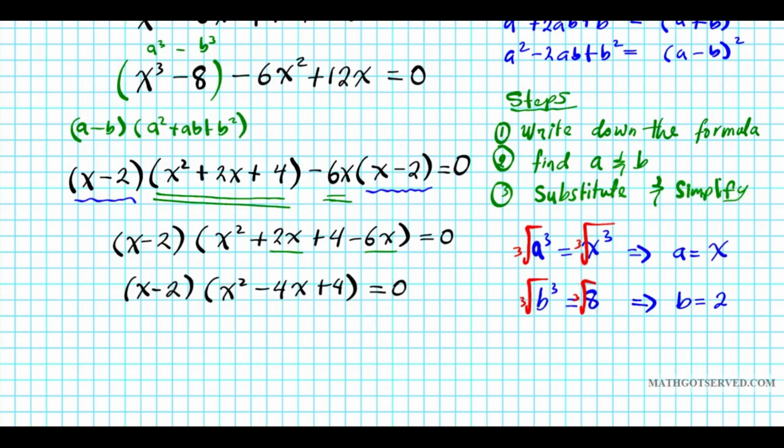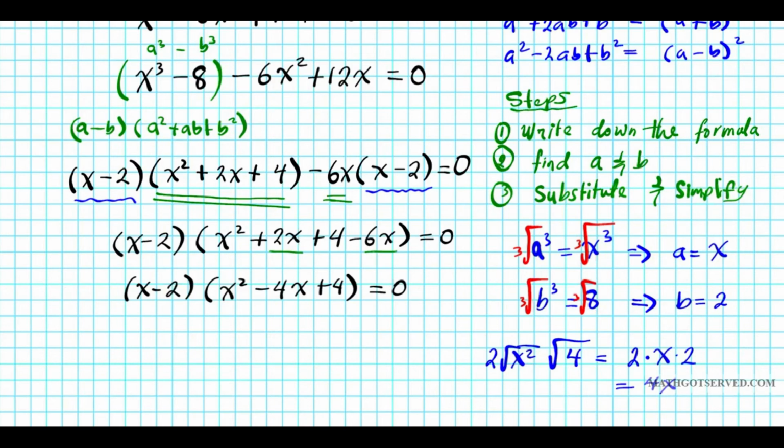How do you determine that? Well, if you double the square root of the first term, x squared, and the last term, 4, do you end up with the middle term? What is 2 times x times 2? You get 4x. Is that the middle term? Absolutely. So this is a perfect square trinomial.